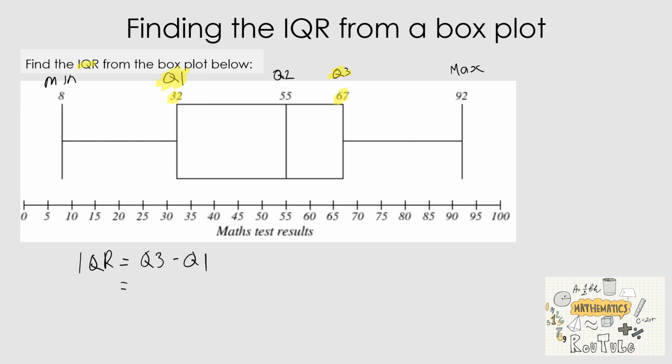Now the value of Q3 is 67, which we can clearly see, and then the value of Q1 is 32. So therefore, if you need to use a calculator, go for it. Otherwise, 67 minus 32 should be 35. So the interquartile range of this specific data, the middle 50% of this data set, is 35.